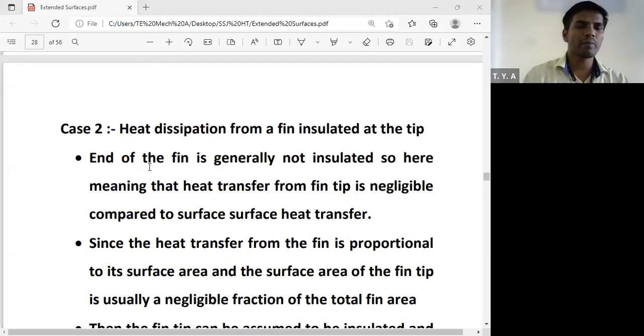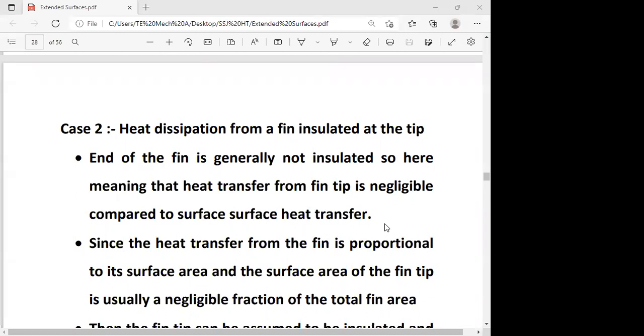But actually, see the meaning: the end of the fin is generally not insulated. So here meaning that heat transfer from the fin tip is negligible compared to the surface heat transfer. That means whatever heat transfer takes place from the end is negligible. So that's why we have considered that the end is insulated. Okay, so in whatever application we are using the fin, whatever the end is there, at that end there is a negligible heat transfer. So therefore we have considered that the end is insulated.